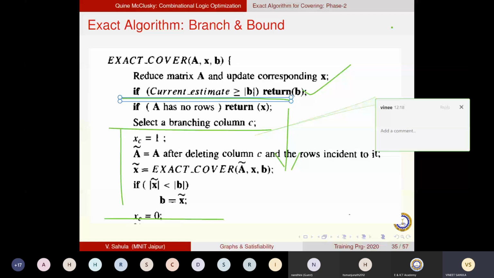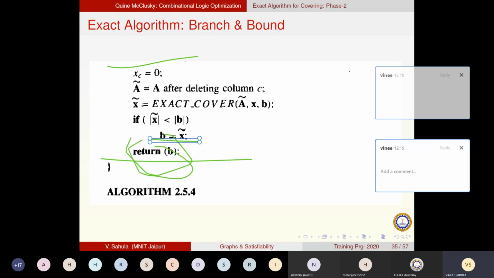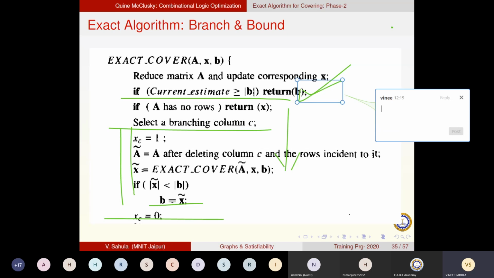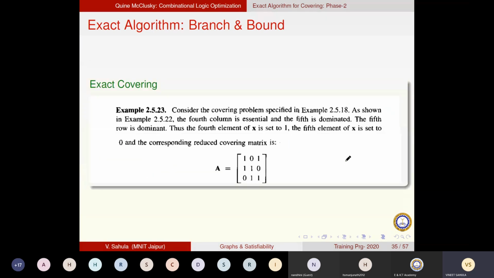Or I choose a column, I get a value of B. Or if I don't choose a column, I get a value of B. Whichever one is better, I will return from here. So there are two returns from this algorithm: without exploration is here, and with exploration in both ways. In both ways, I will return from here. So you can run this on this example. We will do it after lunch, maybe at 1:15. We can meet at 1:15 and run this exact algorithm.